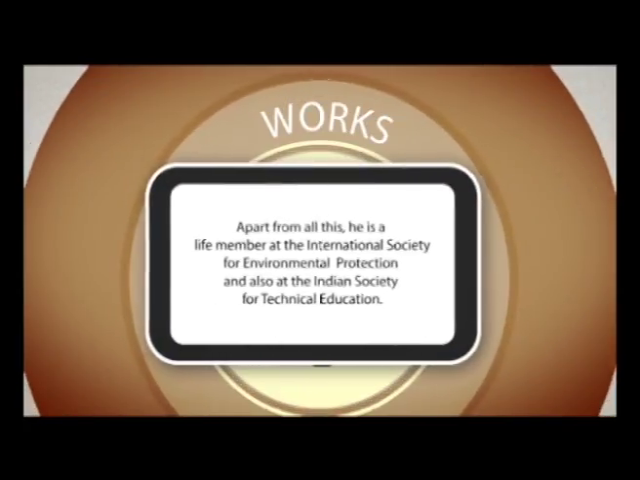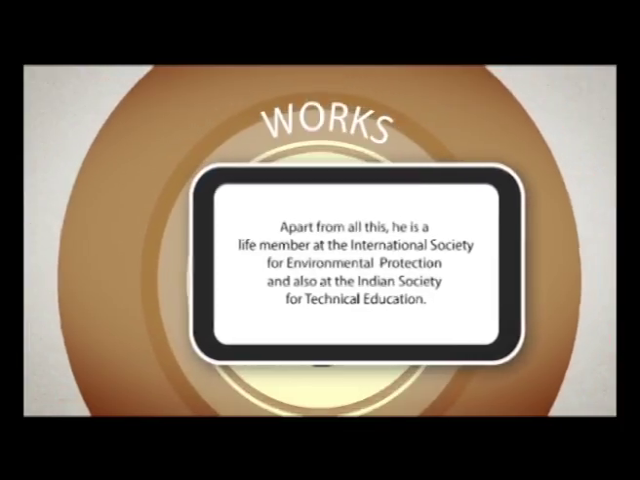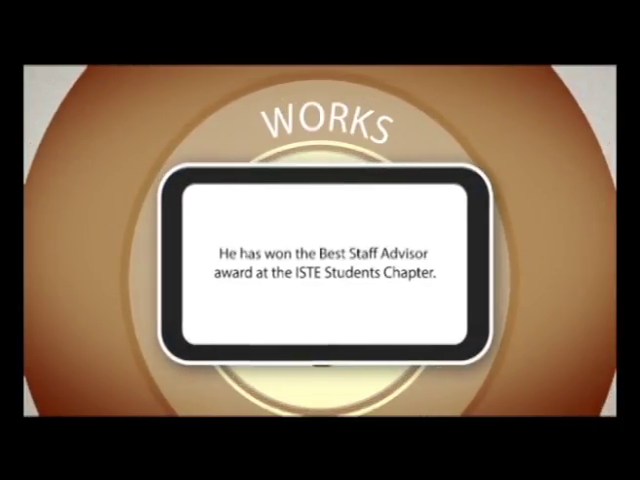He has published more than 25 research papers and 5 books under his name. Apart from all this, he is a life member of the International Society for Environmental Protection and also of the Indian Society for Technical Education. To add to all of this, he has won the Best Staff Advisor award at the ISTE Students Chapter.